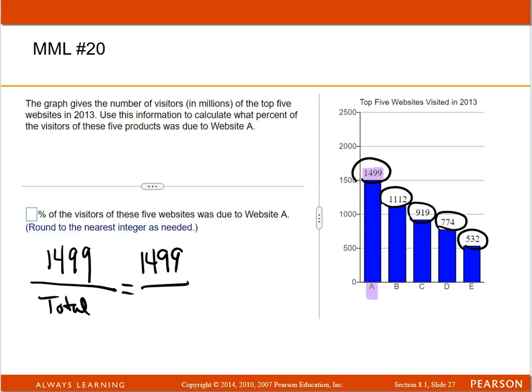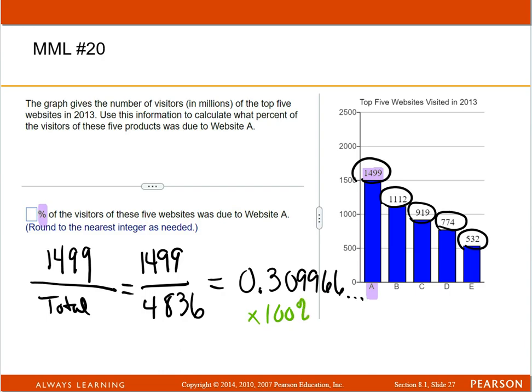Let me see. There it is. I get 4,836. So when you take the numerator and divide it by the denominator, you get 0.309966. It just goes on after that. But your answer is supposed to be a percentage. So that means you have to multiply this times 100%.